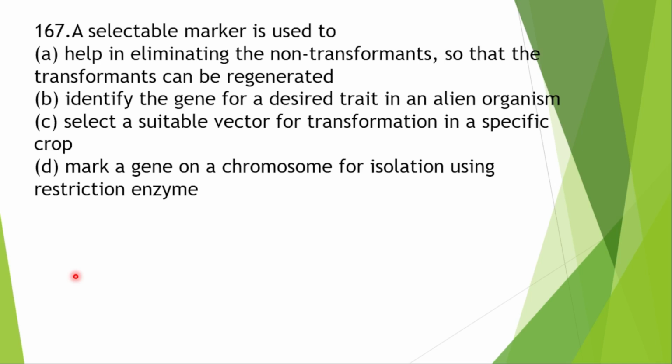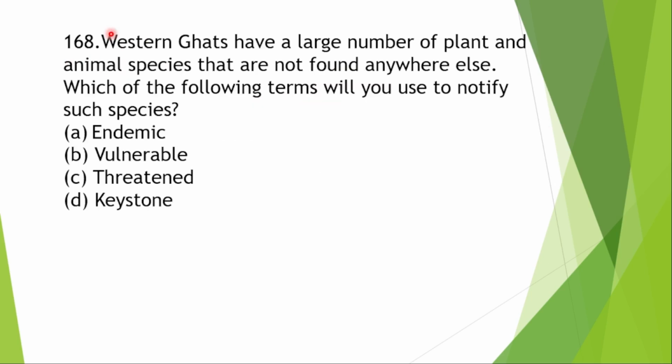Next, 167. A selectable marker is used to help in eliminating non-transformants so that the transformants can be regenerated. Yes, this one is right. 168. Western Ghats have a large number of plant and animal species that are not found anywhere else. Which of the following terms will we use to identify such species? Endemic, vulnerable, threatened, keystone. So the right option is endemic.